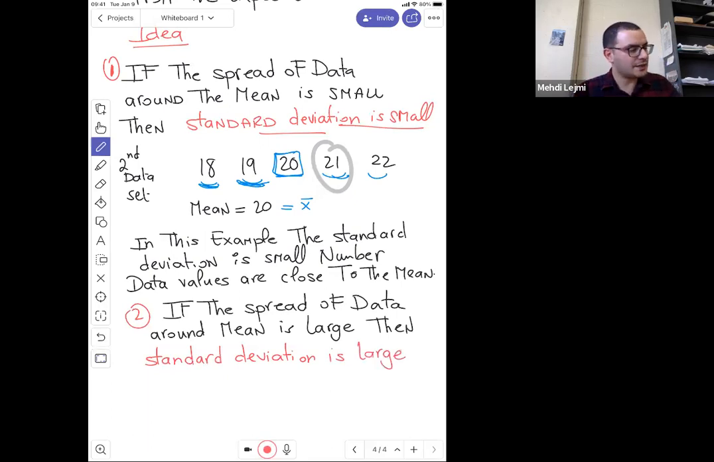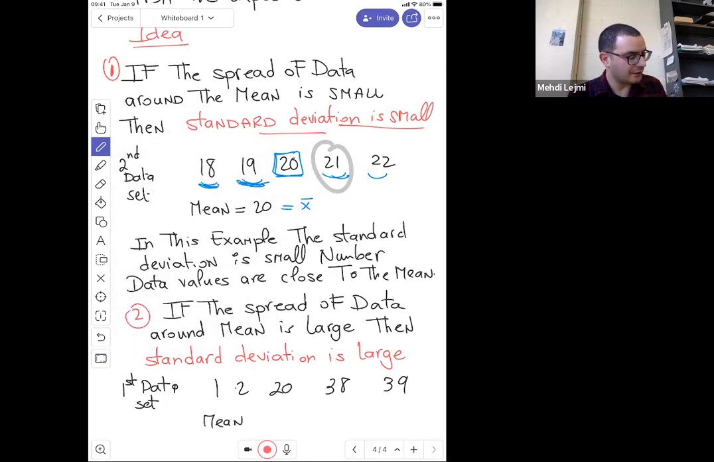Okay, and as an example, I'm gonna use my first data set. In this first data set, we have 1, 2, and then we have this 20, and then 38, and then 39, right? So in this example, the mean is supposed to be 20, right? If you take the sum of all numbers and divide by 5, then the mean would be 20. Now, as you can see, if you pick a random number, for example, I pick, I don't know, just a random number.